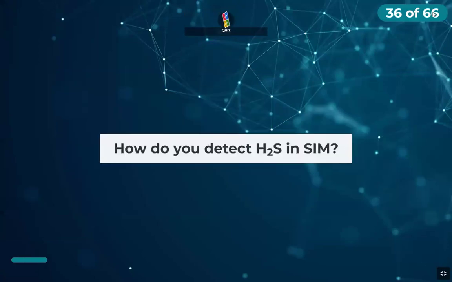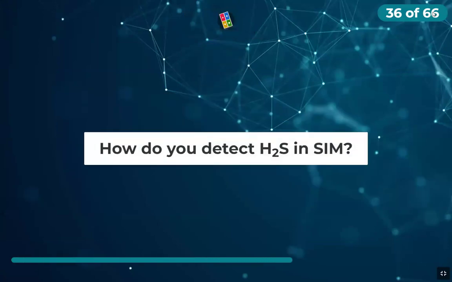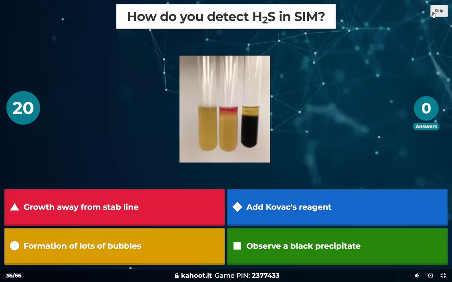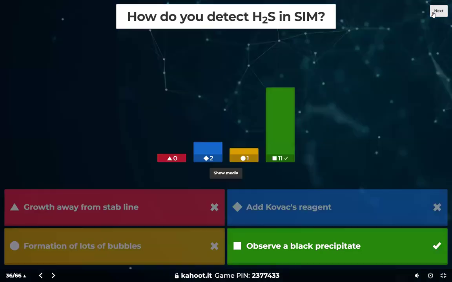Okay. How do you detect H2S, or dihydrogen sulfide, in SIM? All right, so this is going to be observing that black precipitate, which we saw in that 3rd tube in the example it gave us.